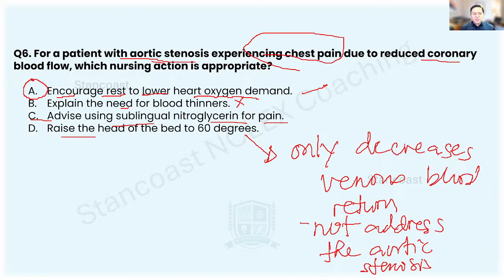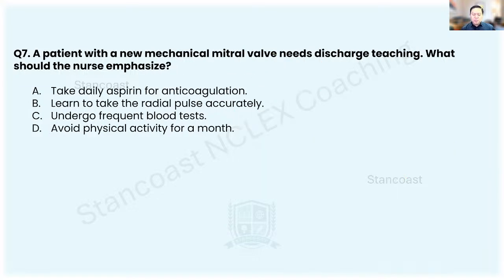Now let's move forward to the next question, number 7. A patient with a new mechanical mitral valve needs discharge teaching. What should the nurse emphasize? Is it A, take daily aspirin for anticoagulation? B, learn to take the radial pulse accurately? C, undergo frequent blood tests? And D, avoid physical activity for a month.